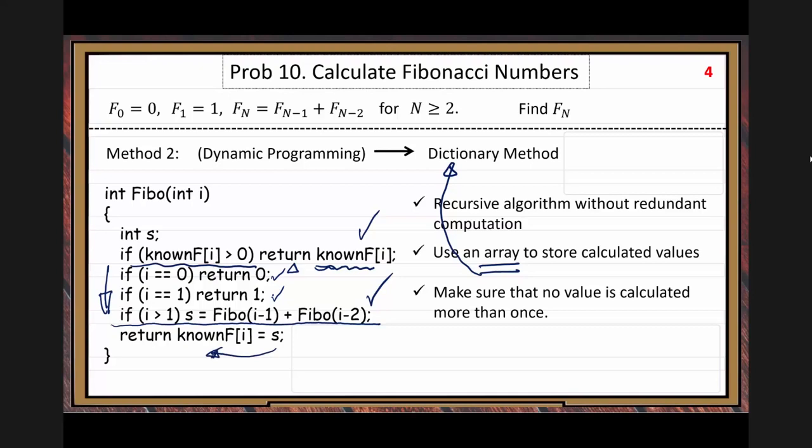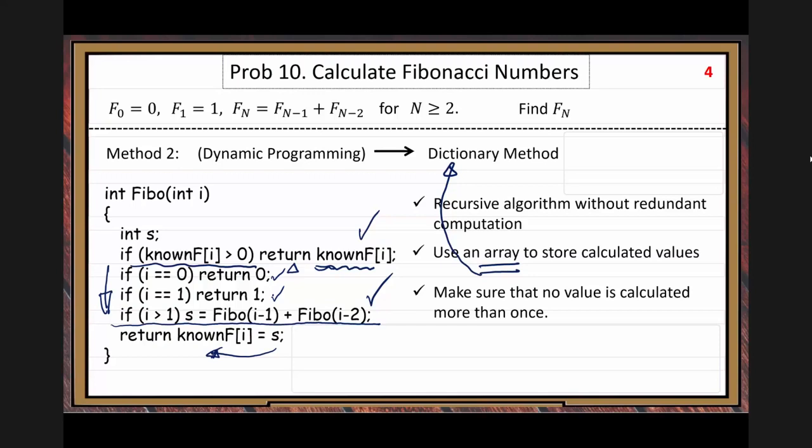Make it known. Store S at known F of I, that location. After you calculate it once, it becomes known. You put it in the dictionary, so you expand your dictionary. Next time, you just look up your data in your dictionary. If it is available, return it without calculation. If it's not available, do the calculation. That's simple. This idea, we call it dynamic programming.